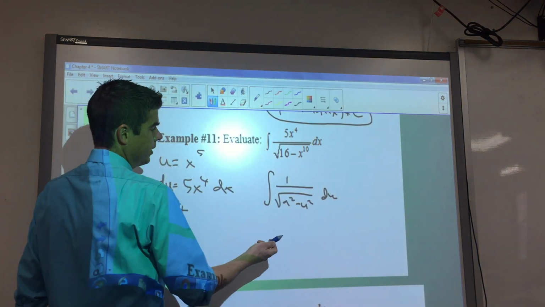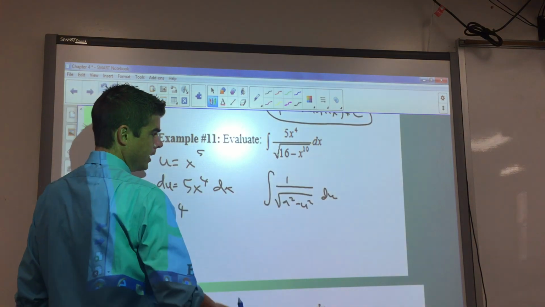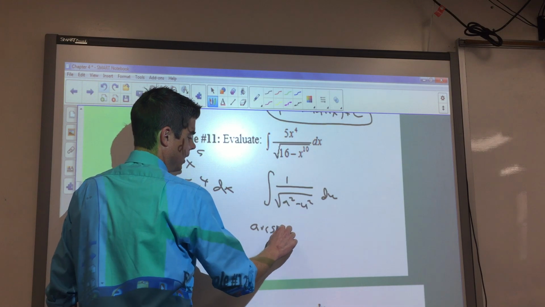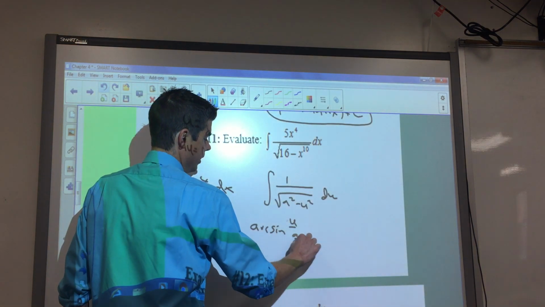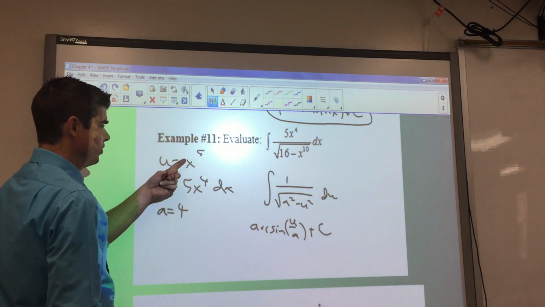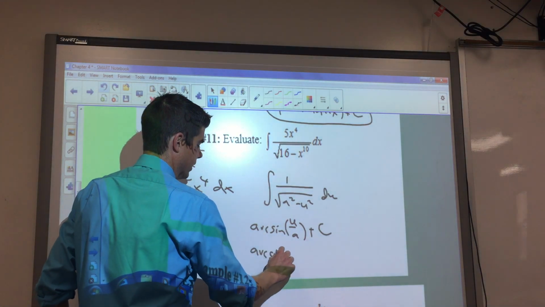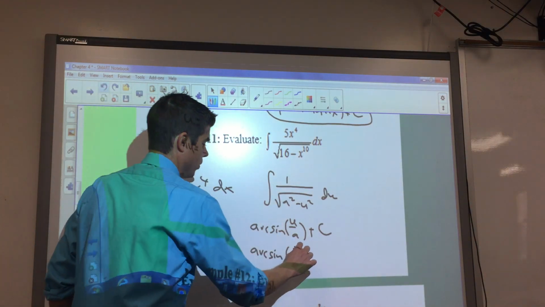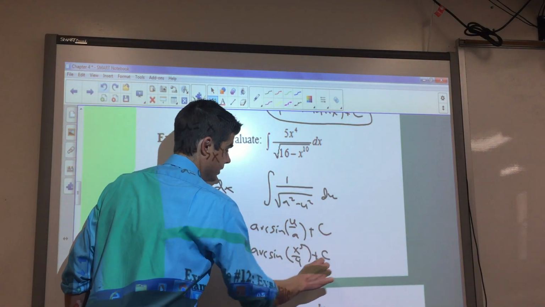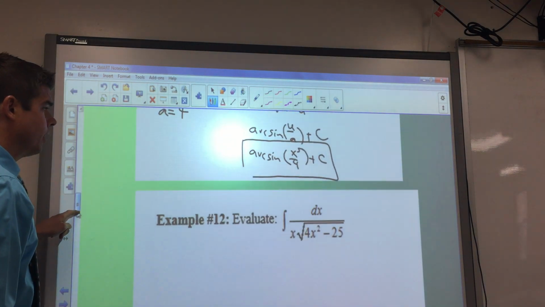And inverse sine, or arc sine, does not have a 1 over a. There's no extra factor for my dx here, so in terms of converting, it's just arc sine of u over a plus c. And as you get good, you could substitute your u and your a simultaneously. So this is arc sine of x to the 5th over 4 plus c. Okay. So hopefully this is making sense.